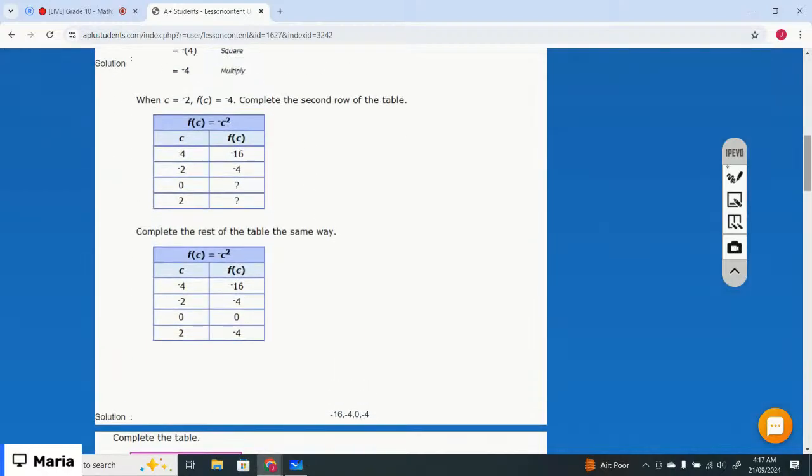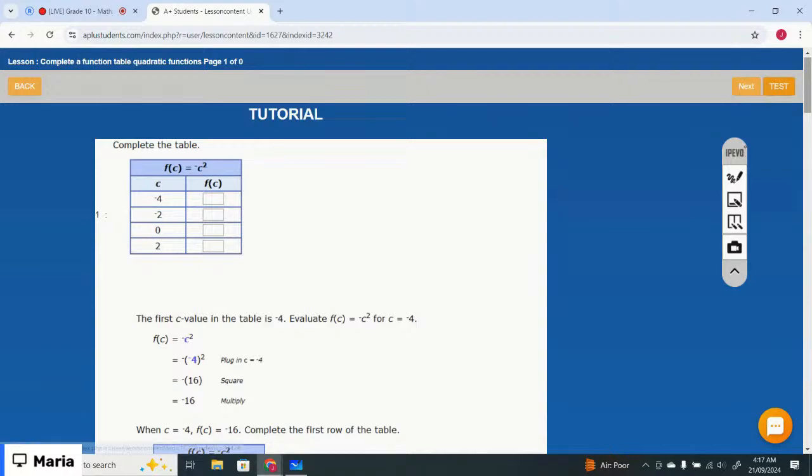The next one, you have to do the same. You need to put these values in the function. They are negative 16, negative 4, 0, and negative 4, right? Let's start with the test questions.